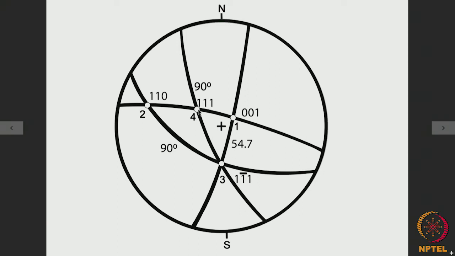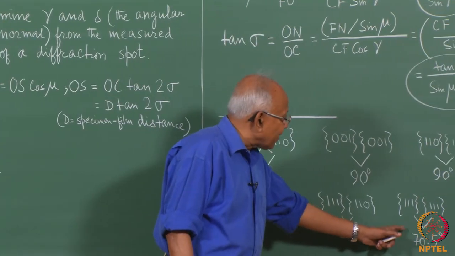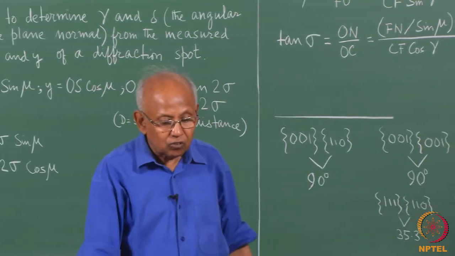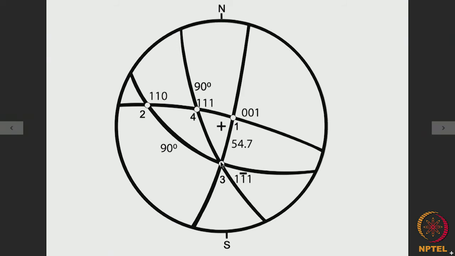In a similar manner, 70.5 degree is the angle between a 111 and a 111 type plane. So, this must be a 111 type of plane. So, that leaves us the position of the spot as 0 0 1. So, now we have a situation that this spot is a 0 0 1 spot, this is a 1 1 1 pole, this is the 1 1 0 pole, and this is say 1 bar 1 1 pole.